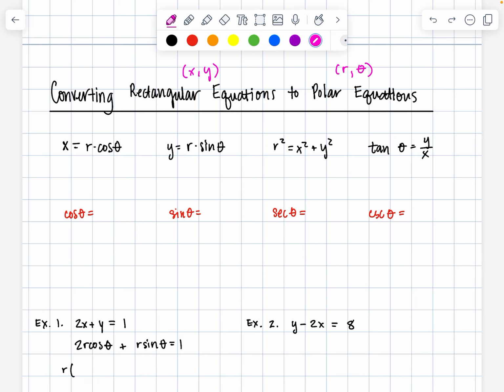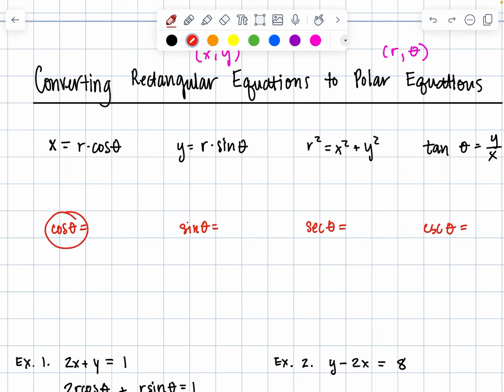We should be able to recall, well, here's the nice part. If we wanted cosine by itself, we could actually derive all of these equations from these two. So, for instance, if we wanted cosine theta by itself, like we do in this red equation, all we need to do is get rid of r. We divide both sides by r, r's cancel out, and you end up getting the new equation, x divided by r.